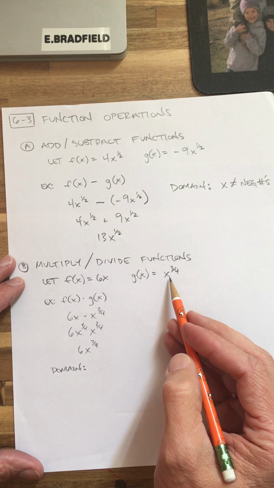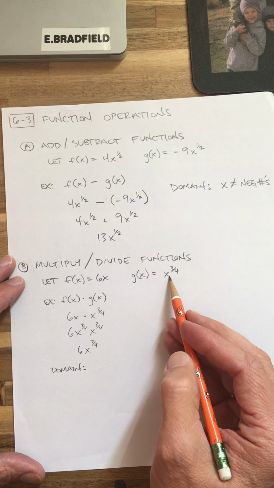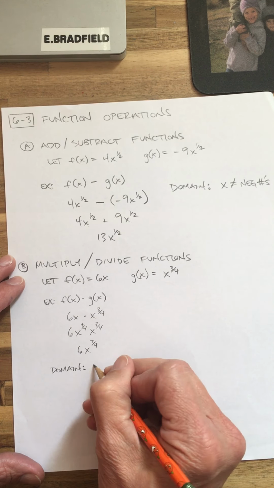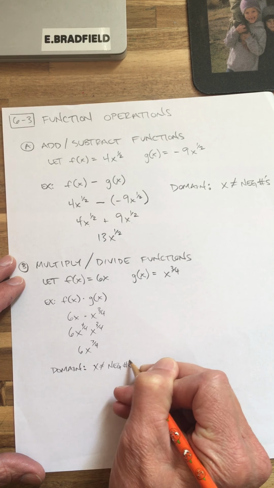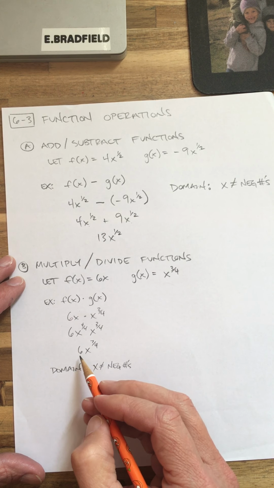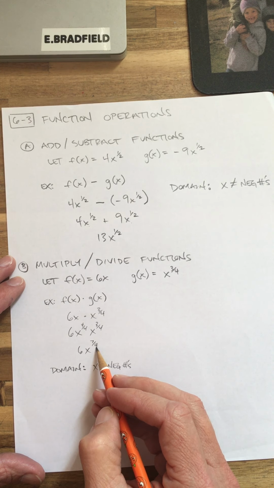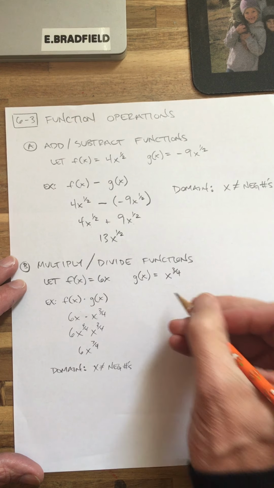Now let's look at this one. Do I have a denominator? No. Do I have an even root? Yes. So x cannot be negative numbers. Right off the bat, I'm going to write x cannot equal negative numbers. And then finally, look down at the final answer. We have an even root, so again it stays the same. x can't be negative numbers. All right, let's do another example.